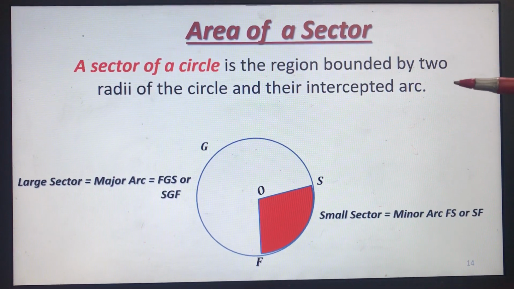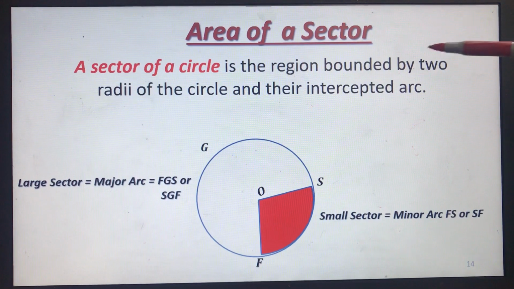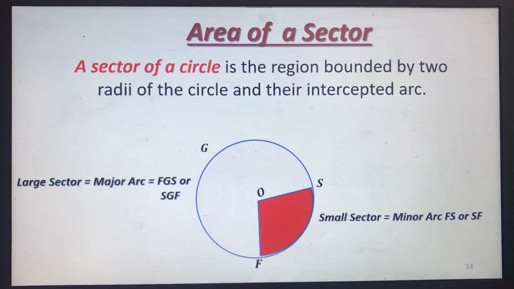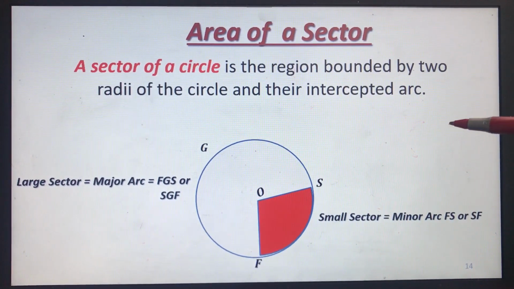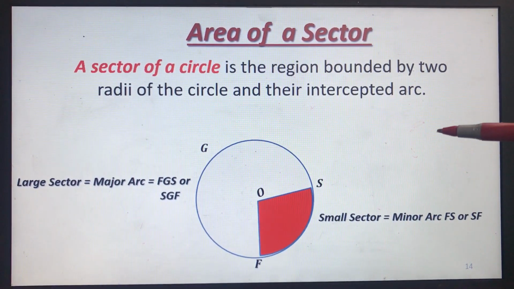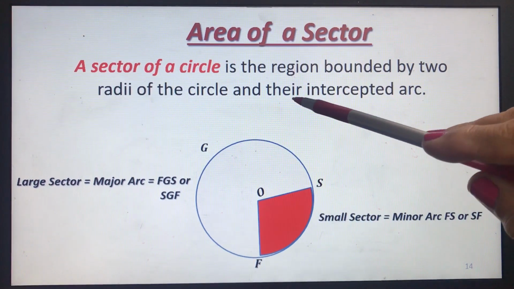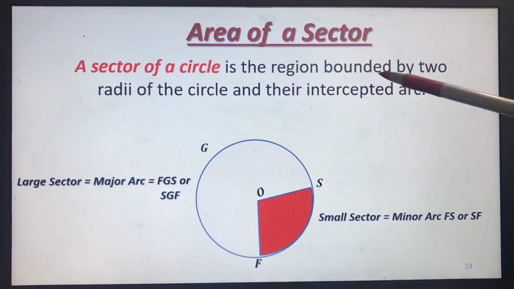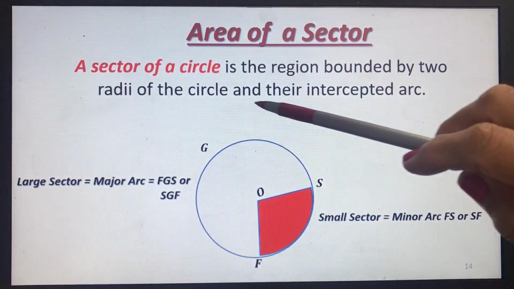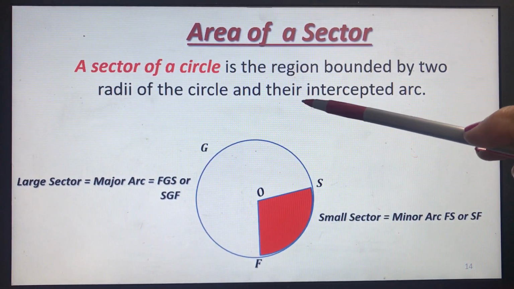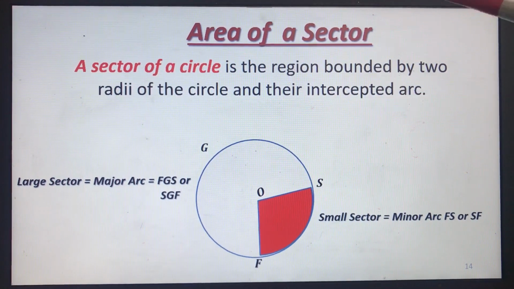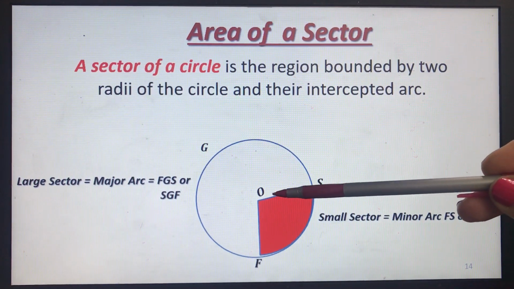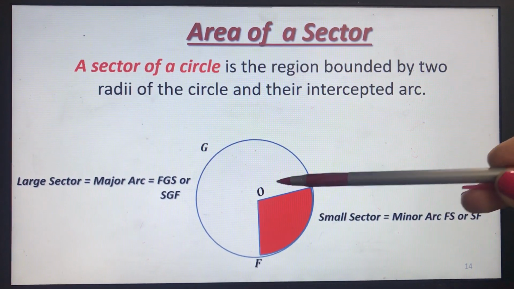So during today's lesson, we'll focus on, first of all, the area of a sector within a circle. In order for us to continue with the discussion of our vocabulary in context, first of all, a sector of a circle is going to be the region which is bounded by two radii of the circle and their intercepted arc. So first of all, here we have our circle with center O.